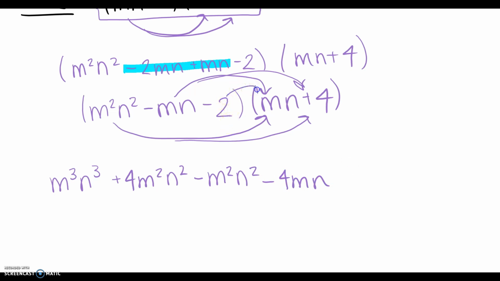And then finally the 2, so 2 times mn, sorry, negative 2mn. And then negative 2 times 4, which is negative 8.